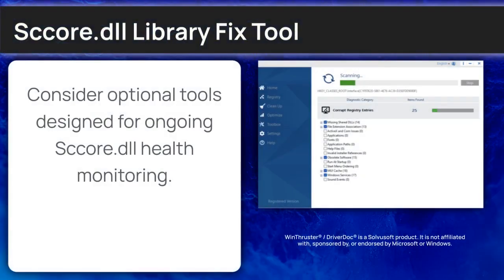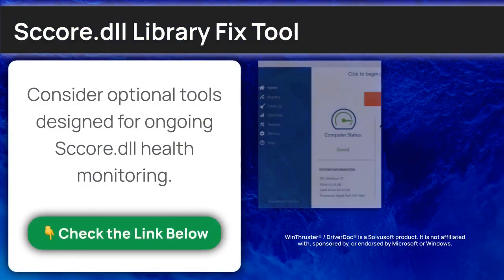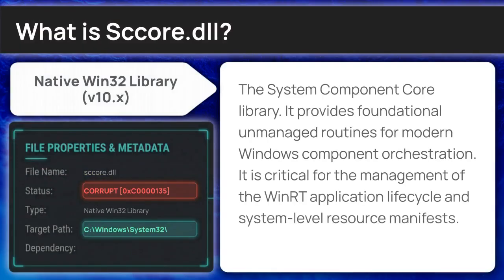To begin the walkthrough for Sccore Library, you can choose the manual path or use a resource designed for environment stability. This is the Sccore Library, the System Component Core Library. It provides foundational unmanaged routines for modern Windows component orchestration. It is critical for the management of the WinRT application lifecycle and system-level resource manifests.